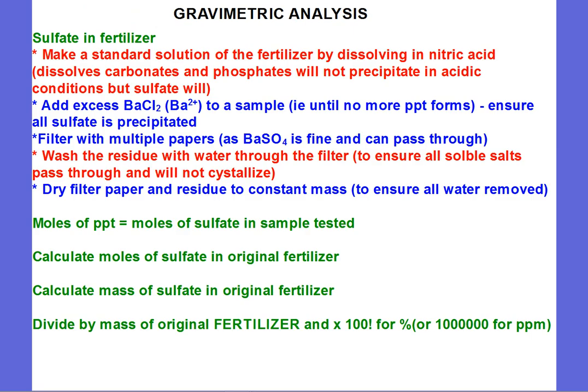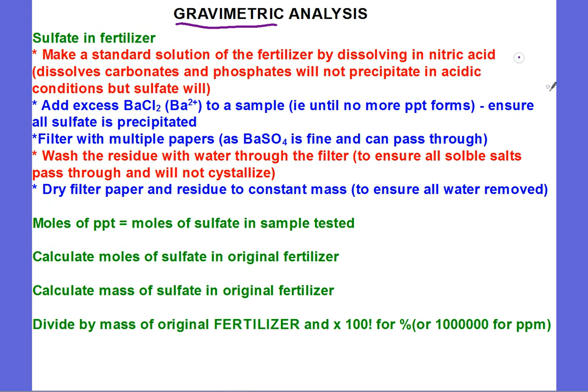The last thing we did in 9.4.3 was our quantitative ion testing in terms of our gravimetric analysis. Gravimetric analysis just means using mass measurements or weight measurements to determine concentration. And the purpose of our experiment was to determine sulfate in a fertilizer. What's the weight percent sulfate in a fertilizer?